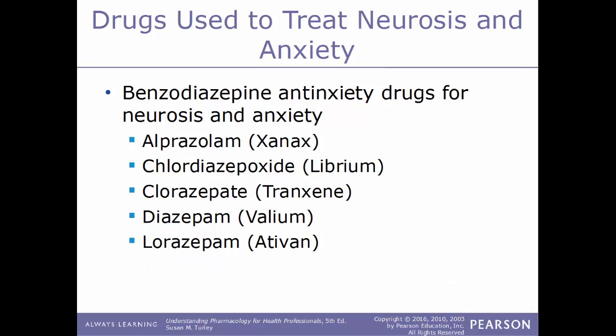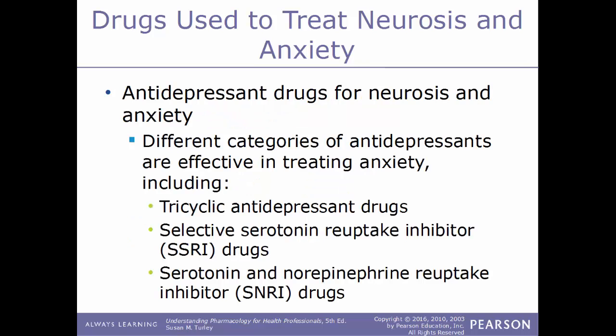Some examples of this category of drugs: alprazolam, also known as Xanax; chlordiazepoxide, also known by its trade name Librium; clorazepate, also known by the trade name Tranxene; diazepam, also known by the trade name Valium; lorazepam, also known by the trade name Ativan. Another category of drugs that's used to treat neurosis and anxiety are antidepressants.